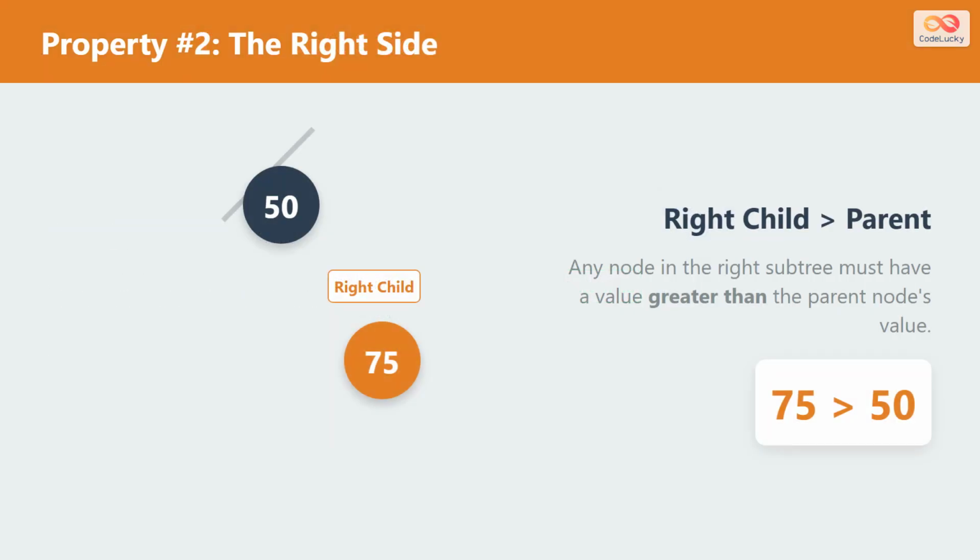Conversely, the second property governs the right side. The right child and its entire subtree must contain values strictly greater than the parent. Here, 75 is greater than 50, so it is placed on the right. This simple separation is what makes searching so fast.